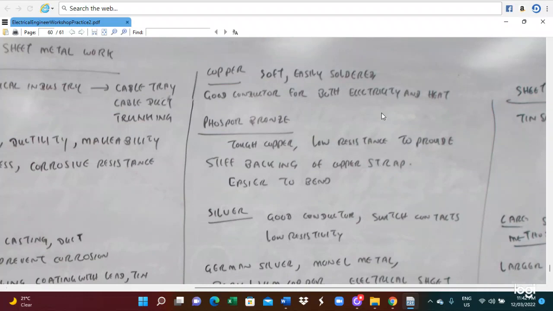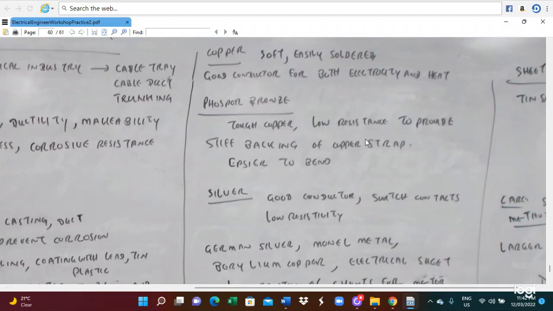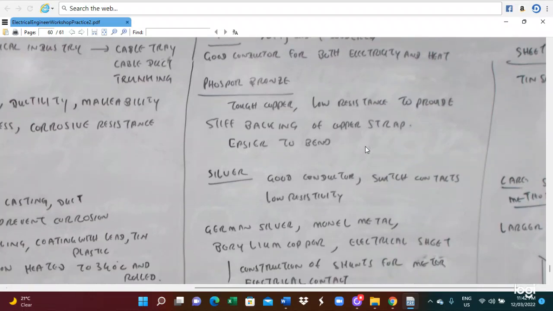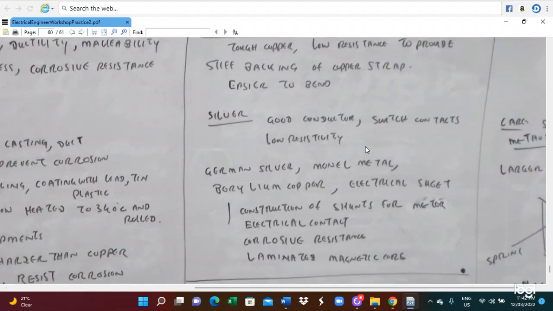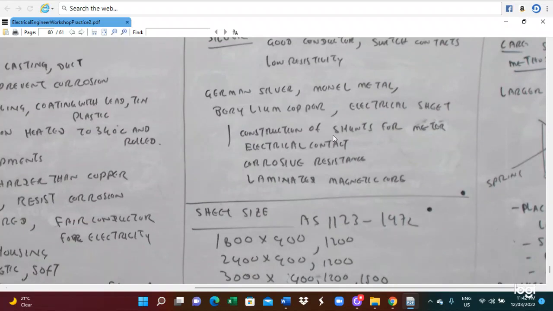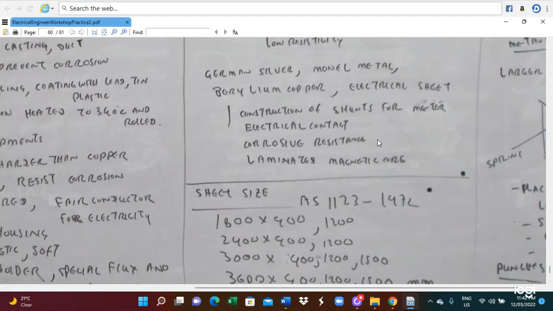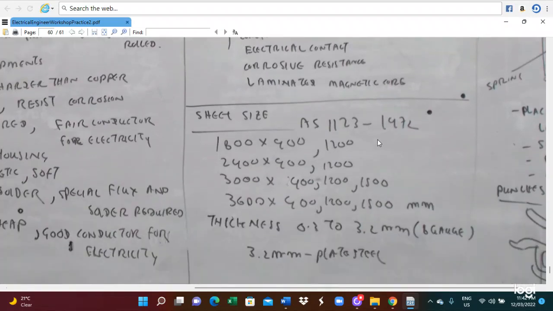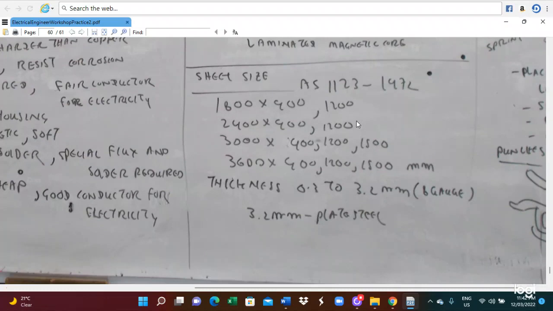And phosphor bronze is used for dark copper, and also stiffness backing, also easier to bend. Silver is a good conductor with low resistivity. And also we utilize silver, also monel metal, and also lithium, copper, electric sheet. So we have to use the appropriate sheet metal for electrical contact, corrosion resistance, and the laminated magnetic core. So the sheet metal size needs to comply with the Australian standard AS1123, 1972 edition.